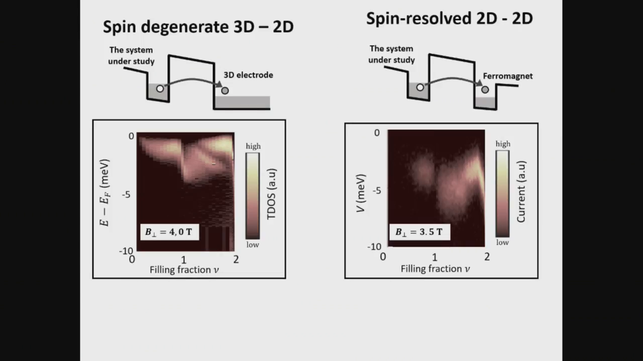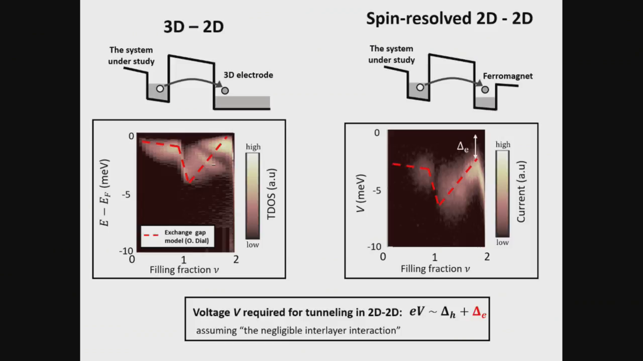So here are two tunneling spectra. The one on the right side is the spin-degenerate 3D to 2D, and the one on the left side is the spin-resolved 2D tunneling spectrum. First, the overall shapes of the two spectra look quite similar, except for the fact that the spin-resolved 2D tunneling spectrum is shifted down. The reason is that there is an additional energy cost to inject a single particle into this ferromagnet.